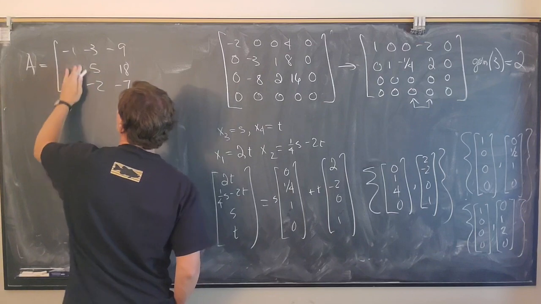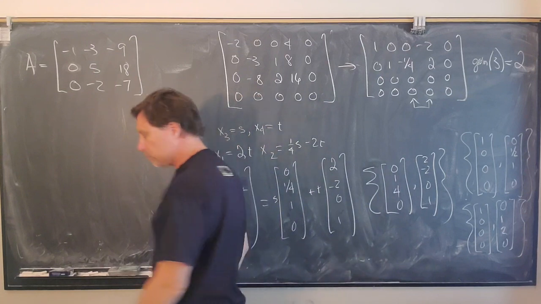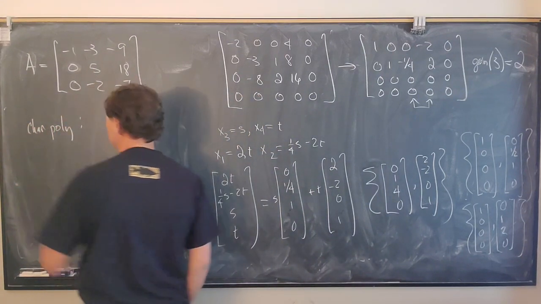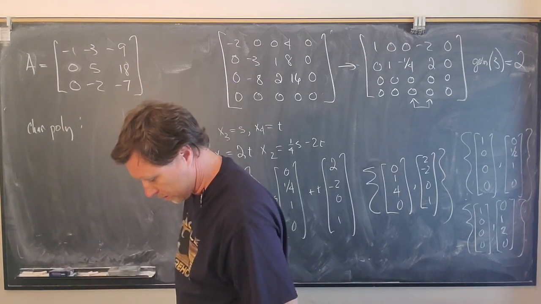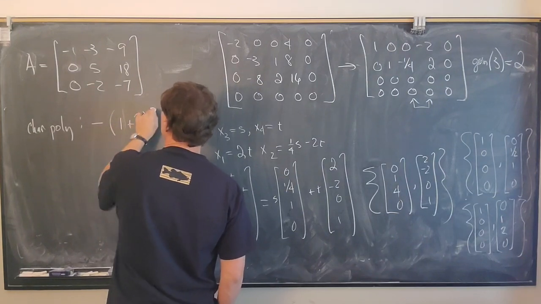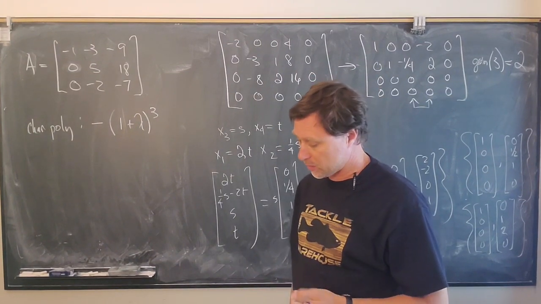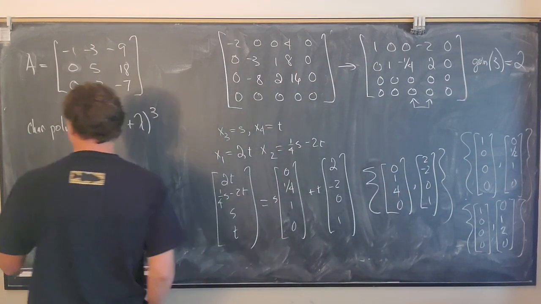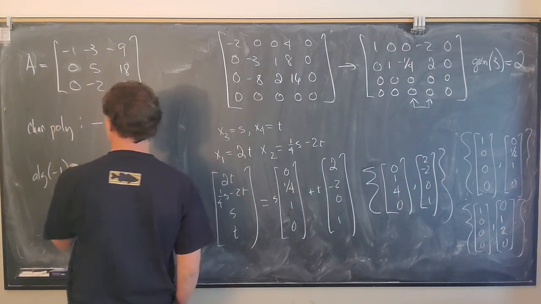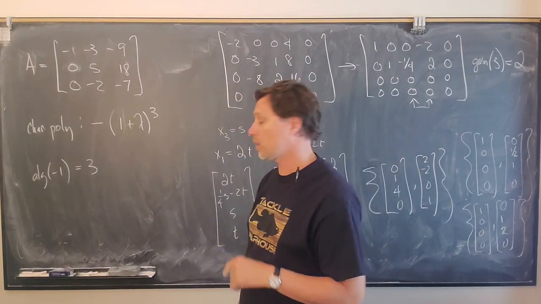I know these matrices look weird. They're cooked up to get nice characteristic polynomials. So it turns out the characteristic polynomial in factored form is negative times quantity 1 plus lambda cubed, which means that we have exactly one eigenvalue, just lambda equals negative 1. And so the algebraic multiplicity of our only eigenvalue is 3. It's the exponent. So the algebraic multiplicity of negative 1 equals 3.